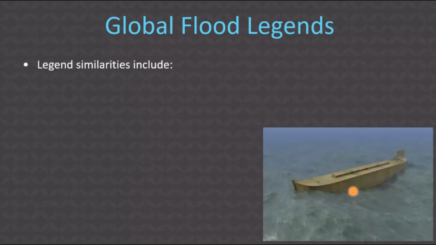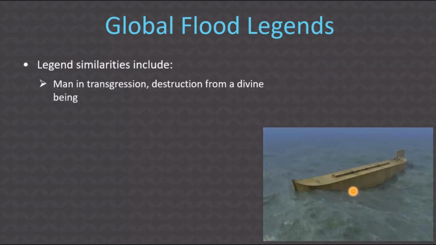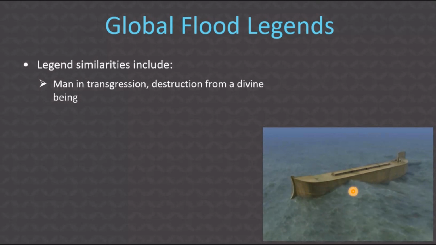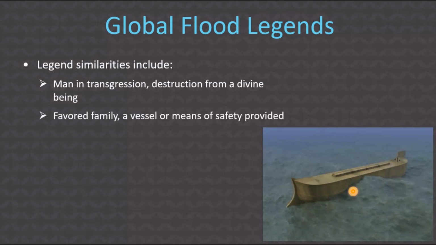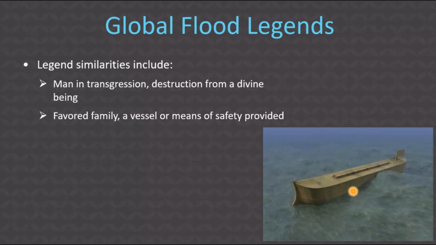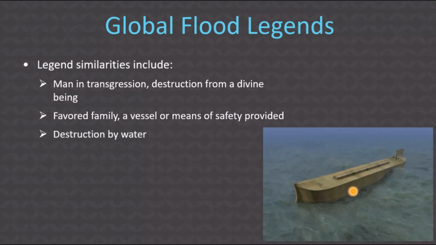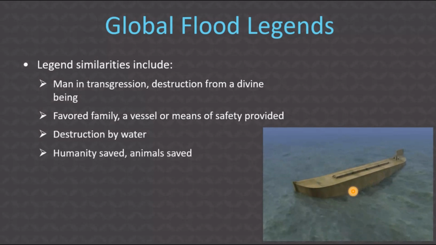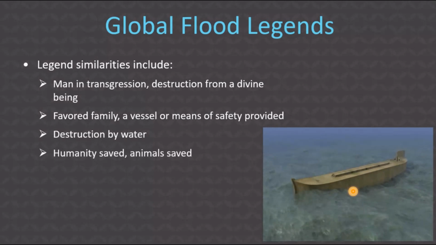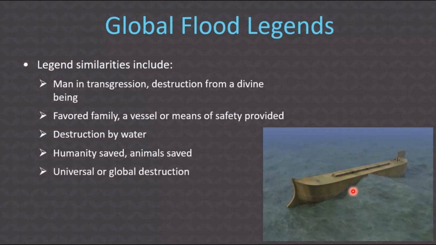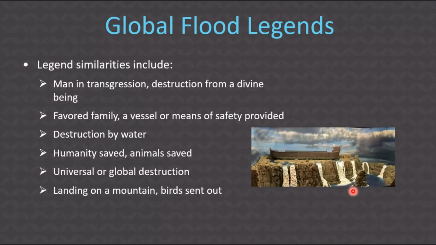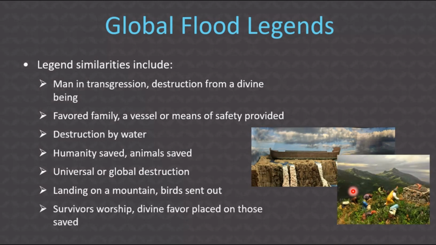There are other similarities with the global flood legends, like man's transgression, destruction from a divine being, a favored family, a vessel or means of safety provided, destruction by water. Interesting, huh? And humanity saved and animals saved. The legends are similar in a universal or global destruction, also landing on a mountain and birds sent out afterwards. And then also similarities with survivors worshiping and divine favor placed on those saved.